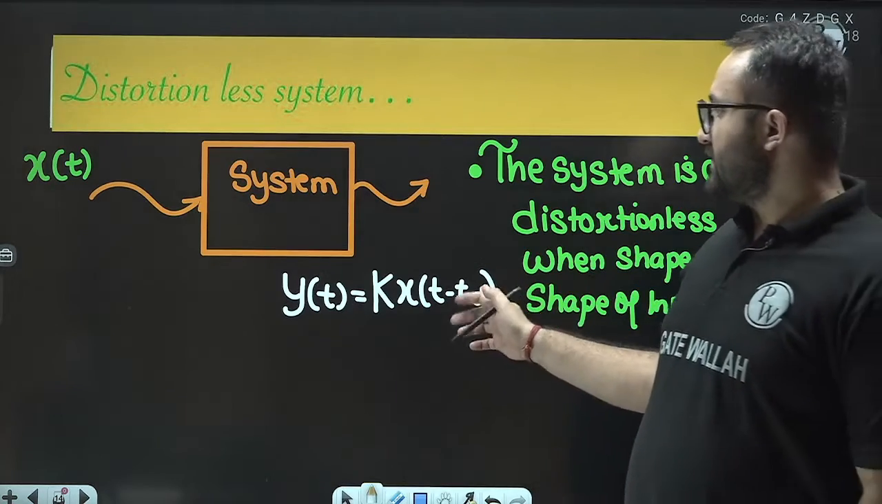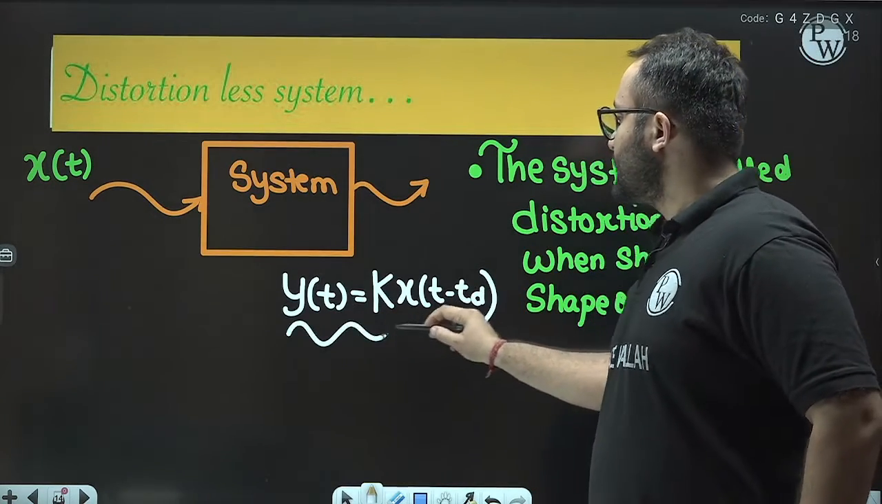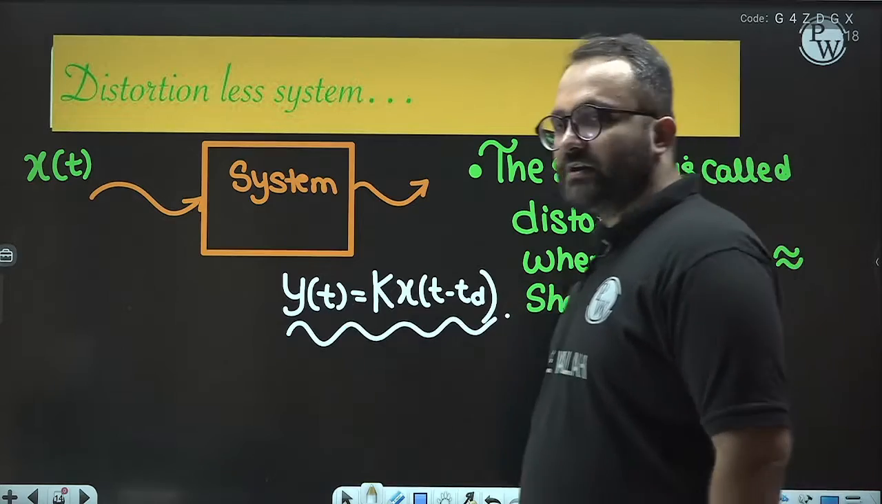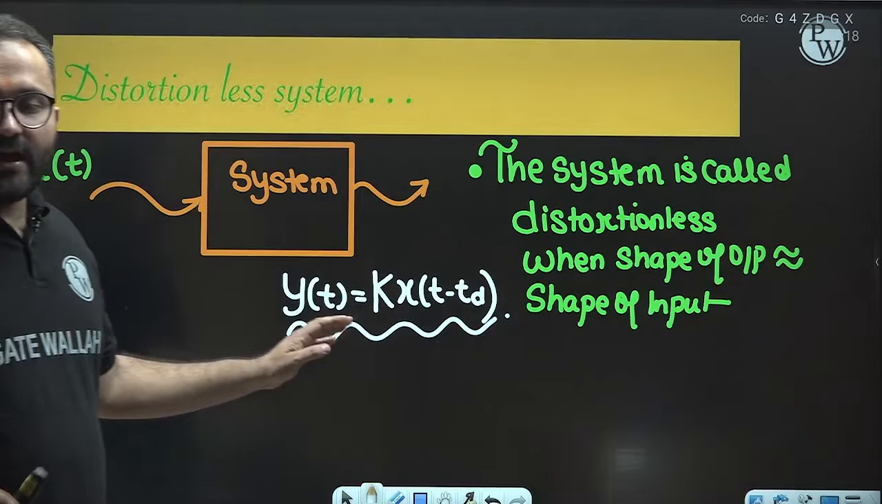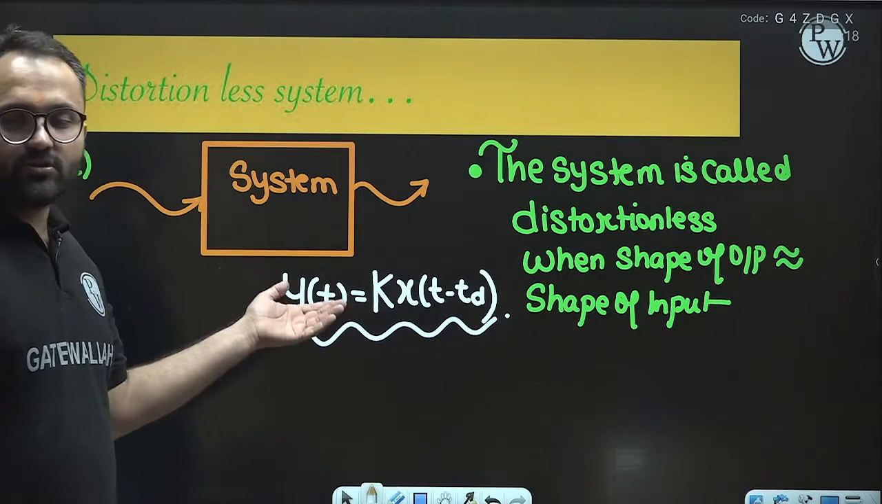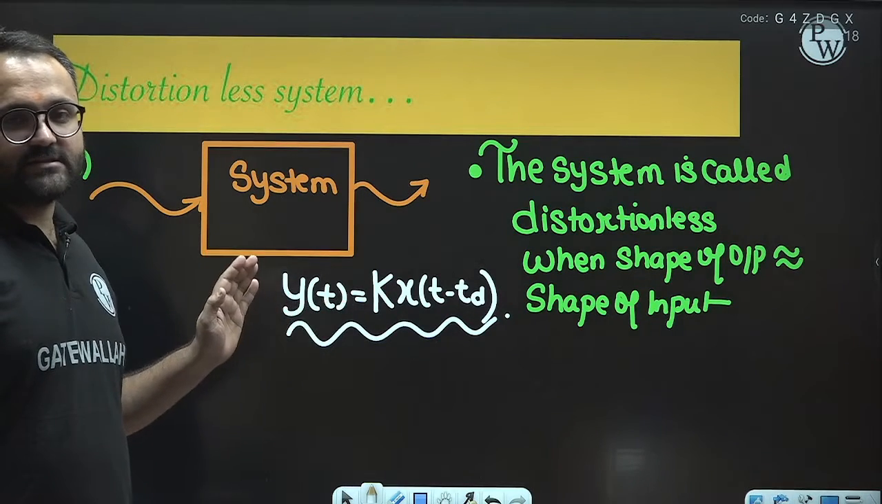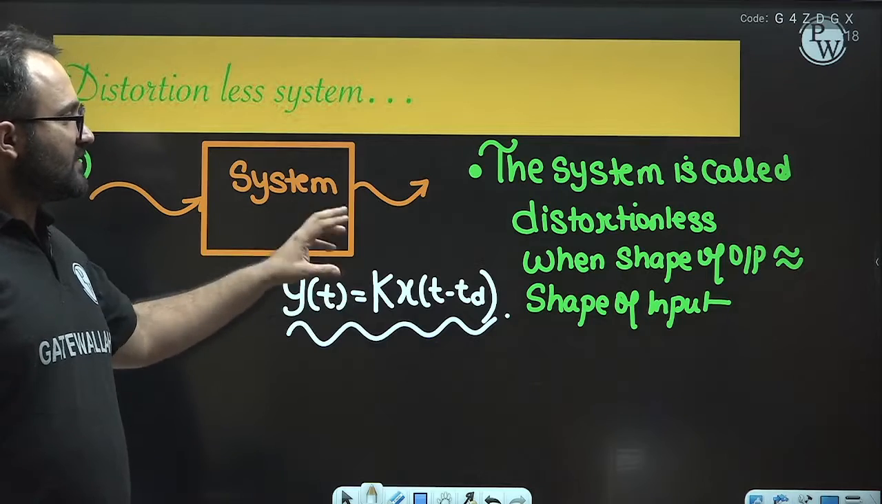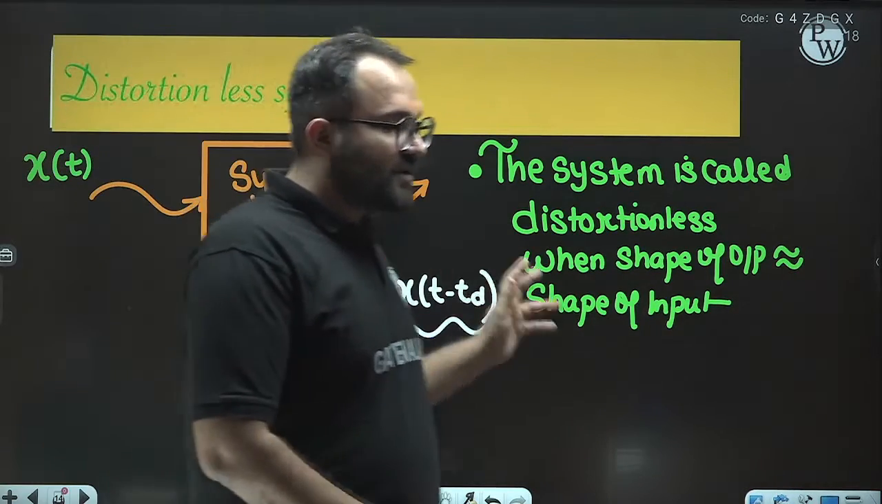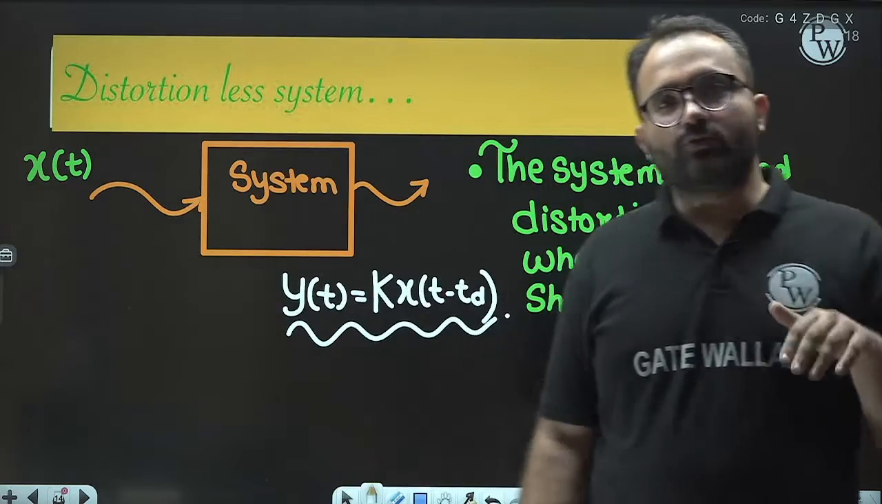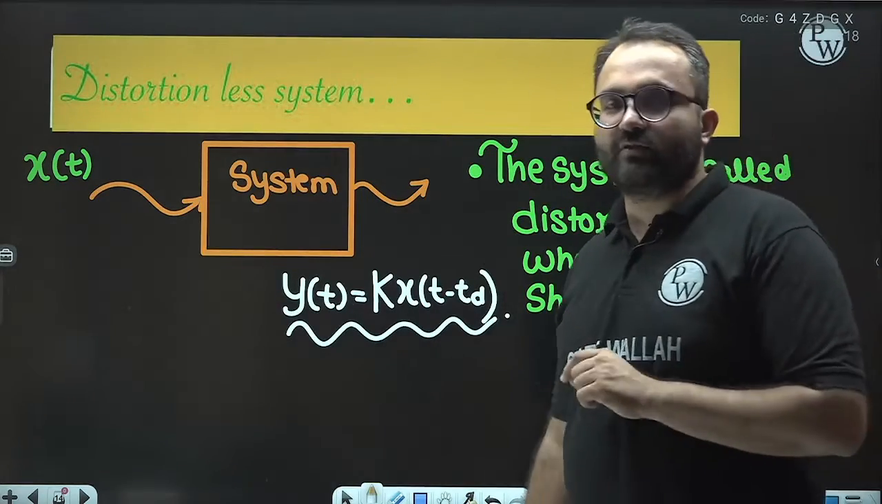So this is the condition, that the output should be k times x(t minus td), meaning the input has some delay and the input gets multiplied by a constant k. That's it, nothing else is required here. This is the condition for the distortionless system. Now this is the condition in time domain, but how to see the frequency domain of this distortionless system?